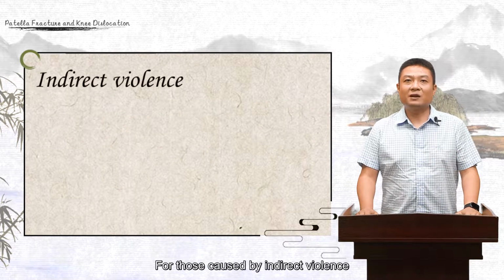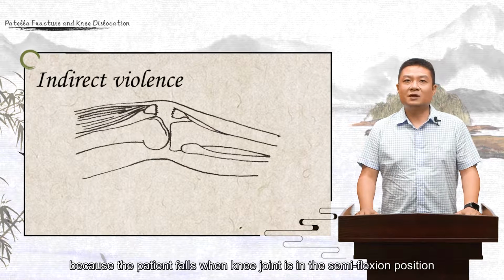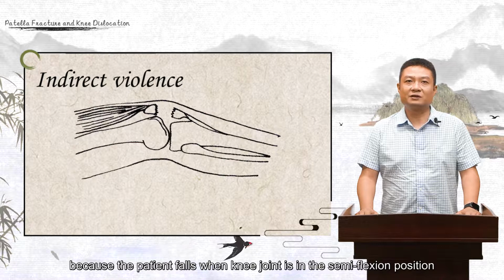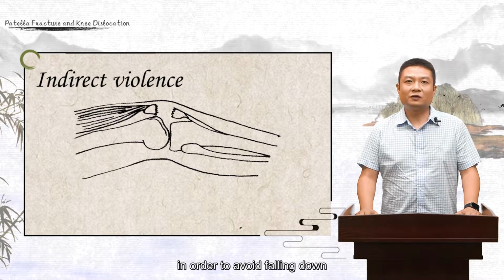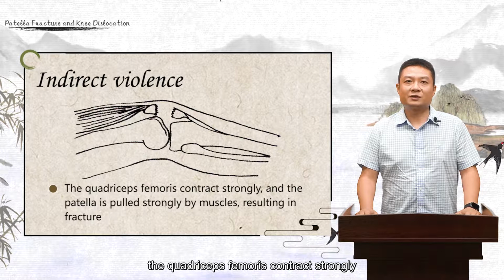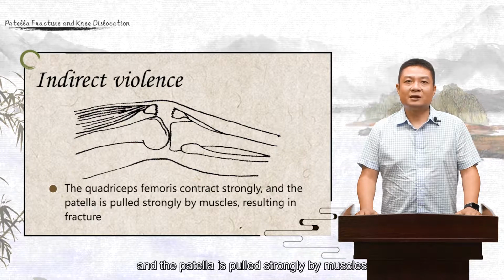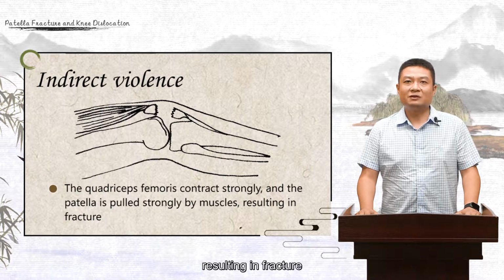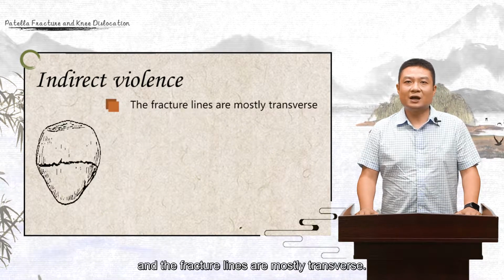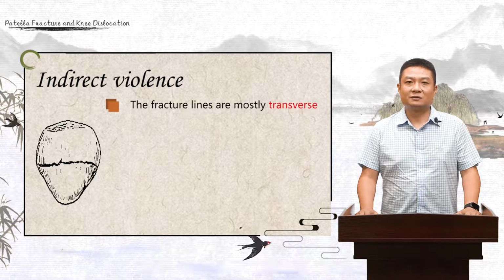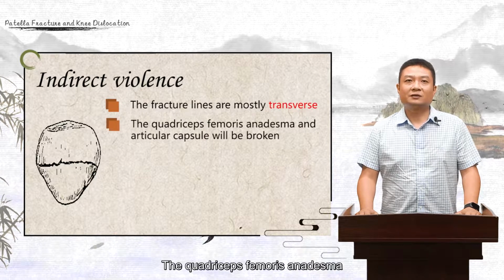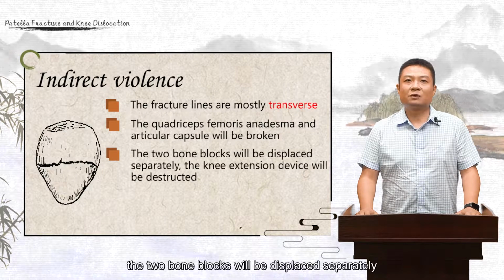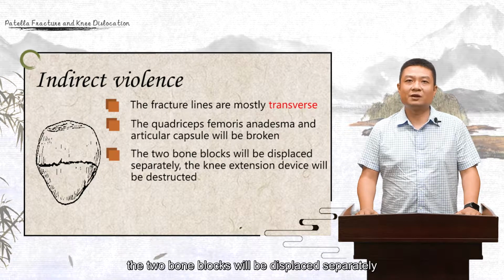For those caused by indirect violence, the patient falls when the knee joint is in the semi-flexed position. In order to avoid falling down, the quadriceps femoris contracts strongly, and the patella is pulled strongly by the muscles, resulting in fracture, and the fracture lines are mostly transverse. The quadriceps, retinaculum, and articular capsule will be broken. The two bone blocks will be displaced separately.